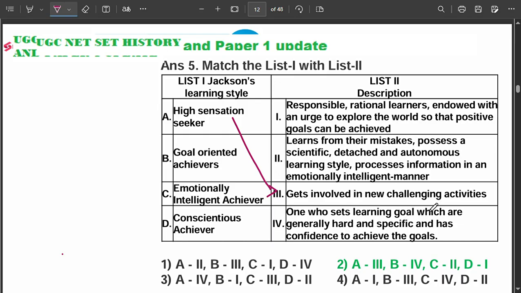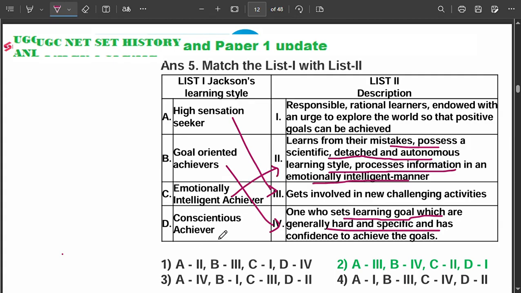Get involved in new challenges, activities and goal-oriented achievers, B4. One who sets learning goals which are generally hard and specific, has confidence to achieve the goals, so B4. And emotionally intelligent achievers, C2. Learns from their mistakes, processes information in a scientific, detached and autonomous learning style, and in an emotionally intelligent manner. So C2 was the correct matching.